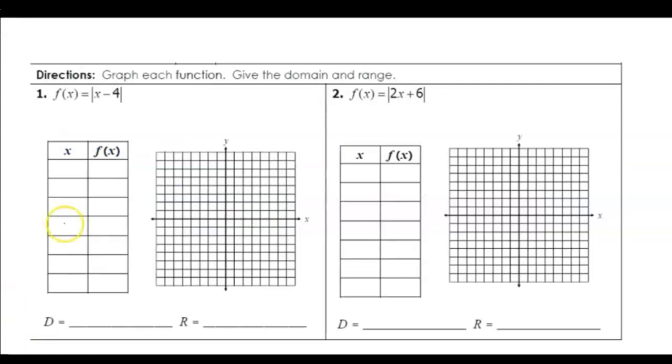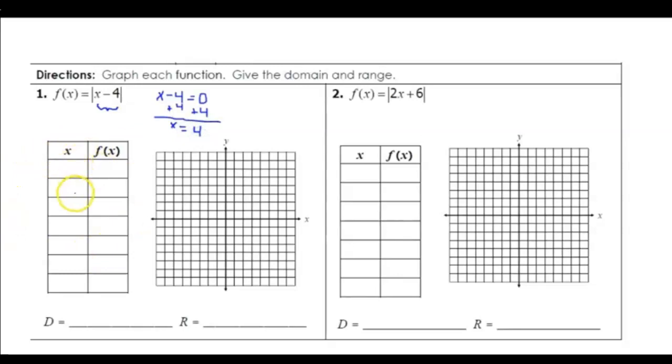All right, let's start with number 1, which says we're going to graph the function and then state the domain and range. Now remember, the first step is to figure out the x-coordinate of my vertex. I'm going to take what's inside of the absolute value, set that equal to 0 and solve for x. So I'm taking x minus 4, setting it equal to 0, and solving for x to figure out the x-coordinate of my vertex. Well, that means I add 4, and that means that the x-coordinate for my vertex is going to happen at x equals 4.